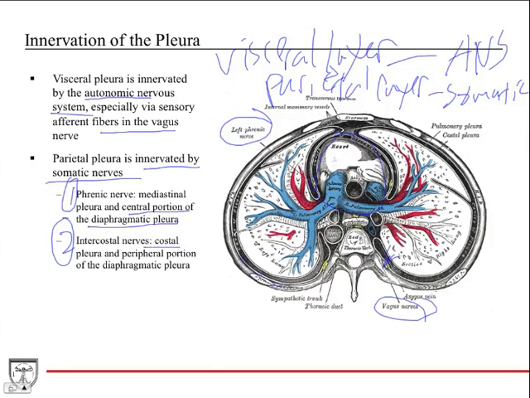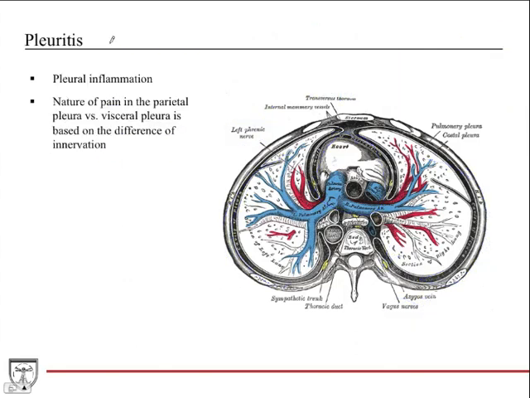The intercostal nerves make sense. They're traveling here in the ribs like this, and around like this. They're going to innervate the costal pleura and then the peripheral portion of the diaphragmatic pleura. So the part of the pleura on the inferior portion that's stretching out this way is going to receive intercostal nerve. Pleuritis simply means pleural inflammation. Whenever you see itis at the end, that usually means inflammation. So pericarditis is inflammation of the pericardium, pleuritis is inflammation of the pleura.